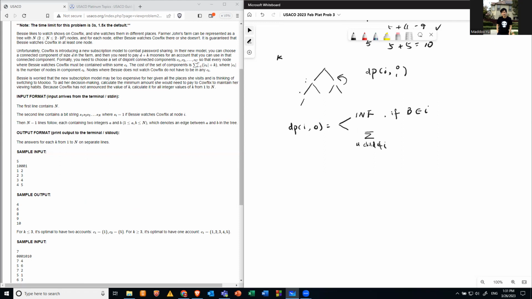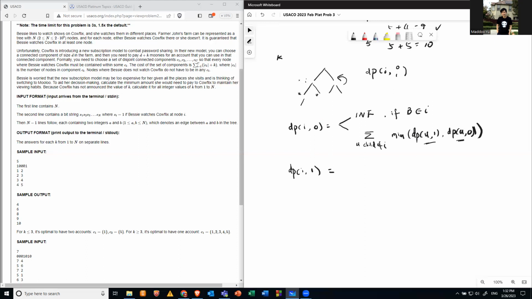So if this is your i, for each of your children, you can sum up your child's values, whether the child has Bessie occupied or not. If Bessie has to be on the child, then this number is going to be infinity, so that is obvious. If Bessie does not have to be in the child, you can still include it or don't include it.